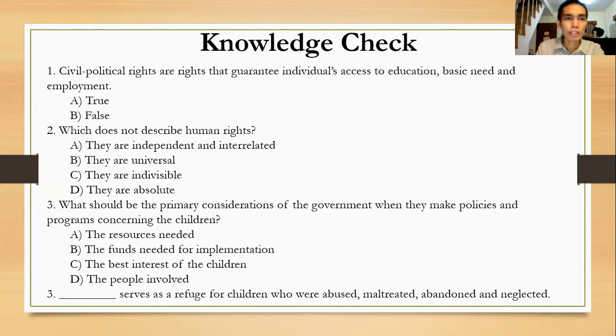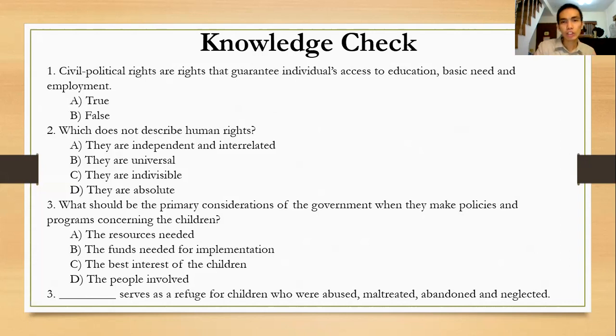Okay, first question, civil political rights are rights that guarantee individuals access to education, basic needs, and employment. All right, is that true or false? Which does not describe human rights? First choice, they are independent and interrelated. Second, they are universal. Third, they are indivisible. And fourth, they are absolute. Okay. And third question, what should be the primary consideration of the government when they make policies and programs concerning the children? First choice, the resources needed, second, the funds needed for implementation, third, the best interest of the children, fourth, the people involved. Number four, blank serves as a refuge for children who were abused, maltreated, abandoned, and neglected.